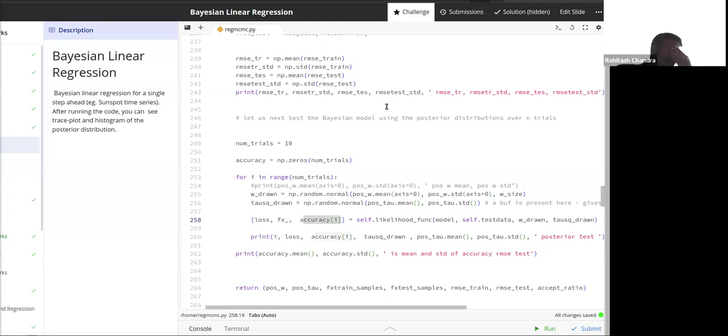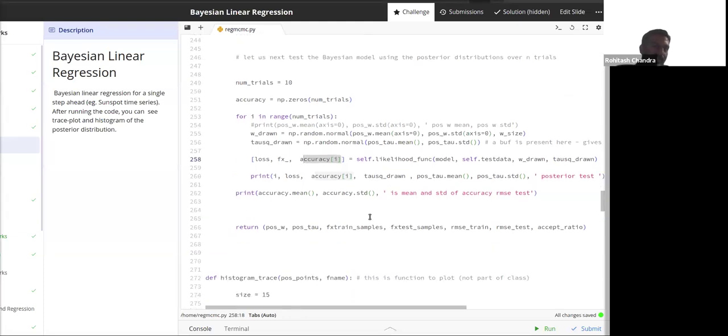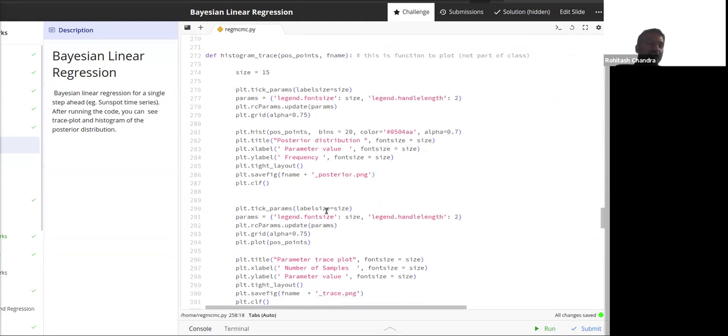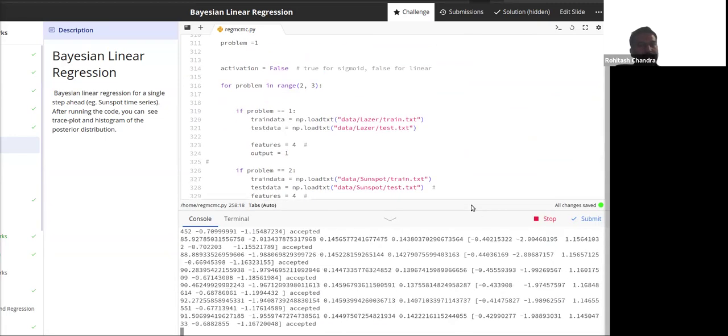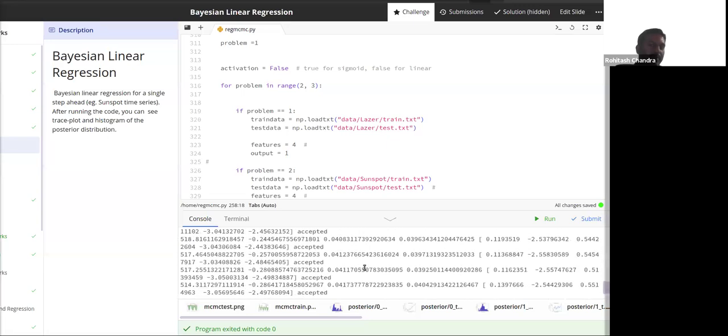So this is the whole idea of Bayesian neural networks, Bayesian linear models: you develop a posterior distribution, and then you use your trained model with the posterior distribution to test on new data. And with that, you can get these predictions. And so we have the histograms, we have this, and you can run it and you will see. So this is all for the Bayesian linear regression.